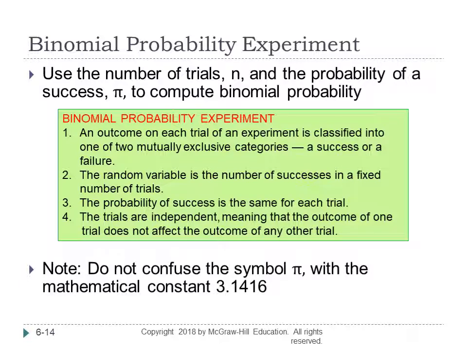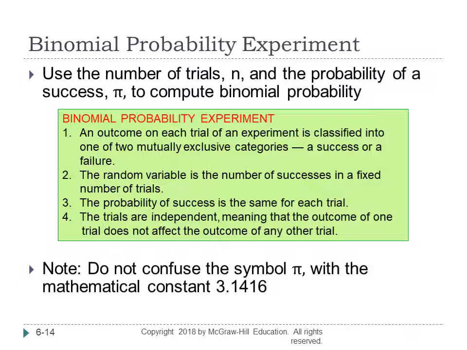Here is the official definition. Of course, the number of trials is n, that is known and fixed. N is the number of trials. The probability of success, we use pi. The symbol pi is used to refer to the probability of success. For any binomial probability, you need those 2 numbers. You need to know the number of trials, n, and you need to know the probability of success, which is equal to pi.